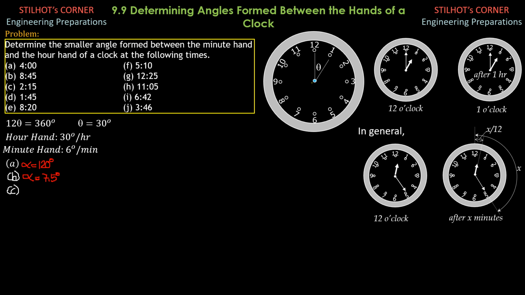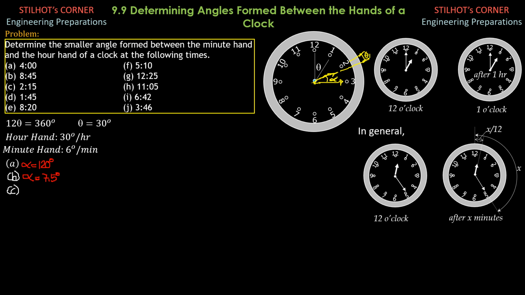2:15 o'clock. So that would be, this should be the minute hand, and before, the hour hand was pointing at the 2 o'clock mark. At 2:15, it should be pointing somewhere here. This is the hour hand, and this is alpha, the smaller angle. I'll call this theta 1 again.